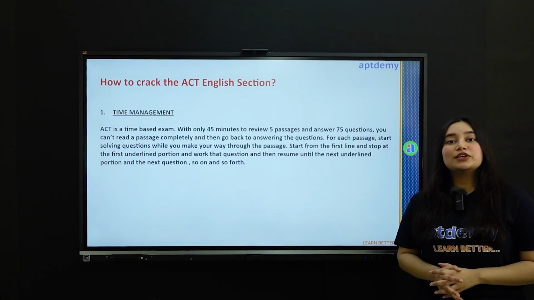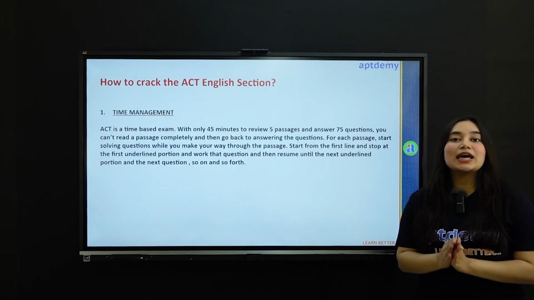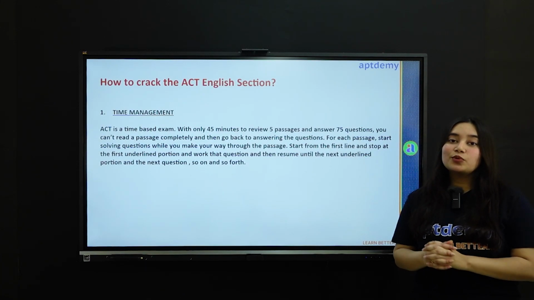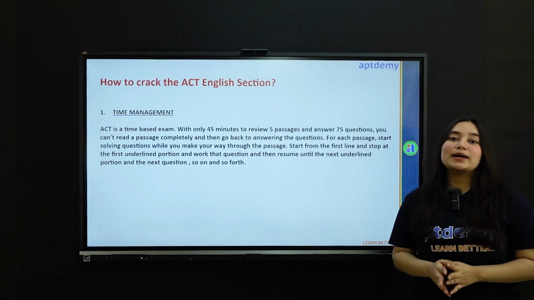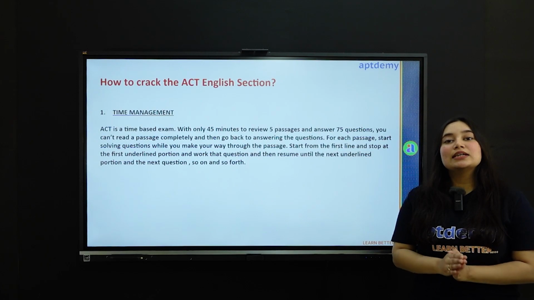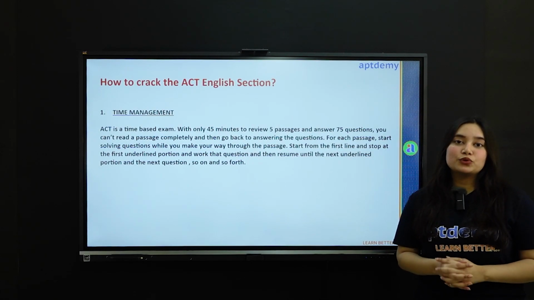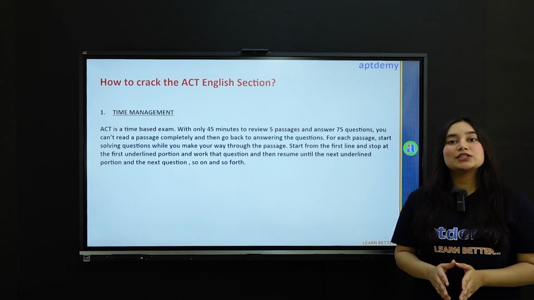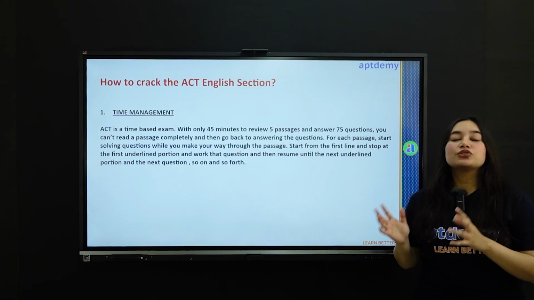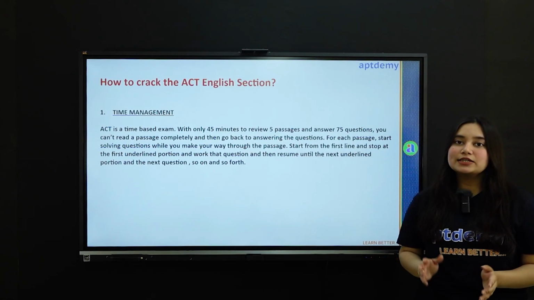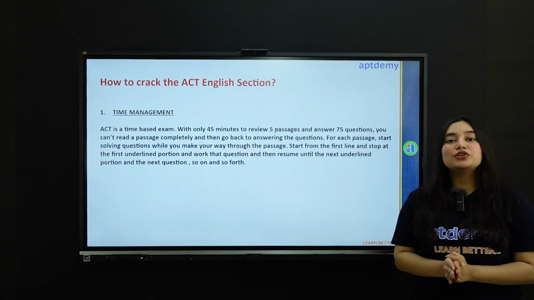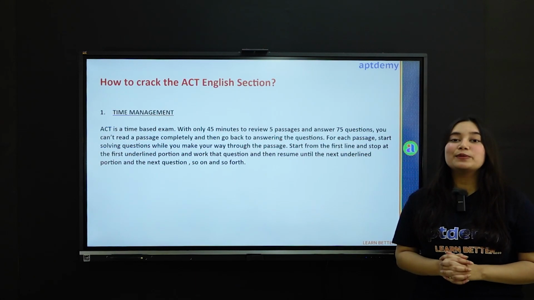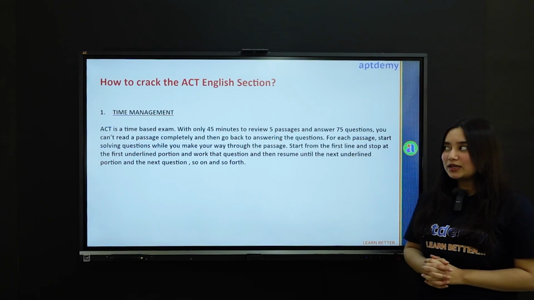If you think that you will read the entire passage and then move on to the questions, that won't be a good strategy. What you need to do is start reading the passage from line 1 up until the first underlined portion. Go to the first question, solve it, get back to reading the passage till the next underlined portion, solve that question and get back to reading, so on and so forth. In that way, you will read and solve the question simultaneously, and you will manage time effectively and smartly.